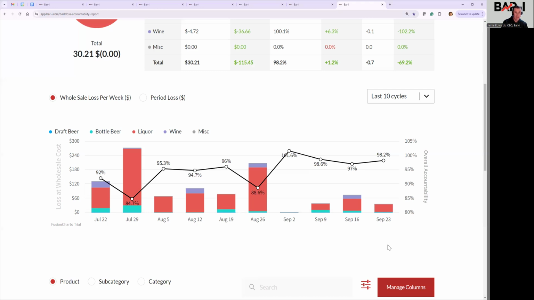So this allows you to make data-driven decisions, hold your staff accountable, and you also can manage your product selection more effectively with our ordering tool, which will compare your dynamic pars against inventory in hand and tell you what you need to order, as well as submitting those orders to your distributors directly via email.